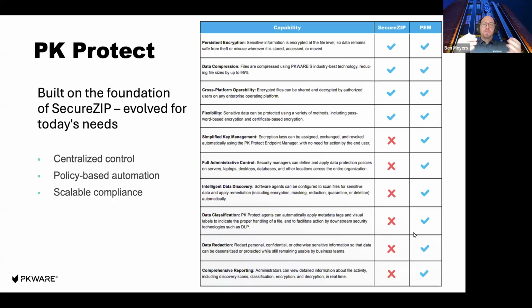So really briefly, in the next couple of slides, I break this chart down into two sections so you can see it a little better. But in general, if you compare SecureZIP to PEM, the good thing is PK Protect was built off of SecureZIP. It was the core functionality of it, which means that all the current functionality in SecureZIP is in PK Protect, plus a lot of additional benefits.